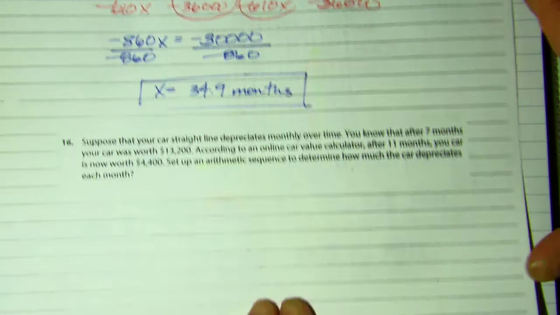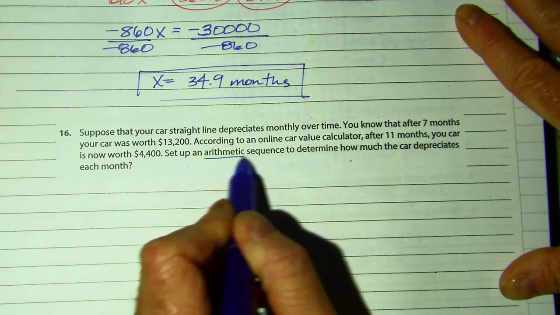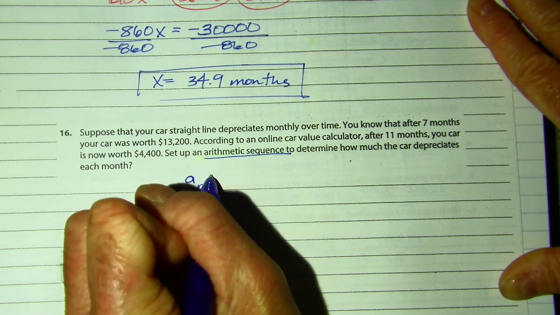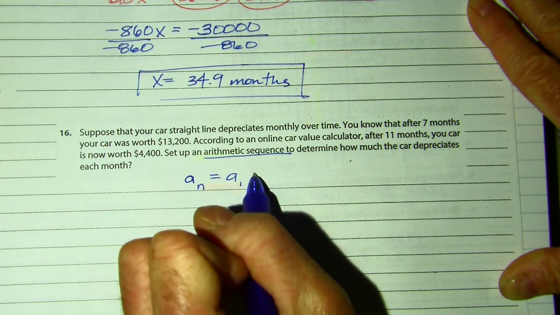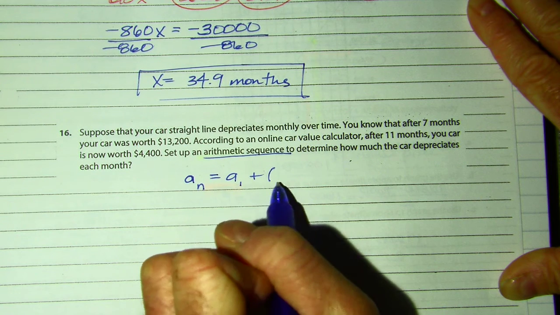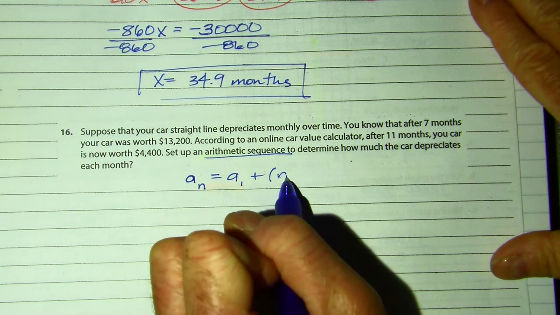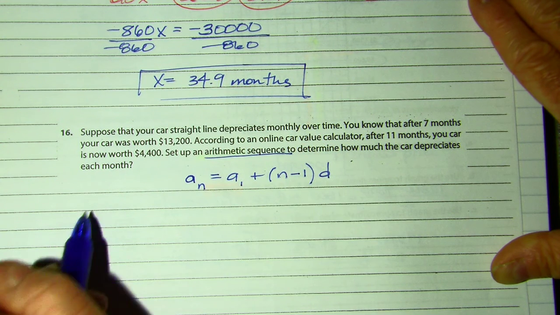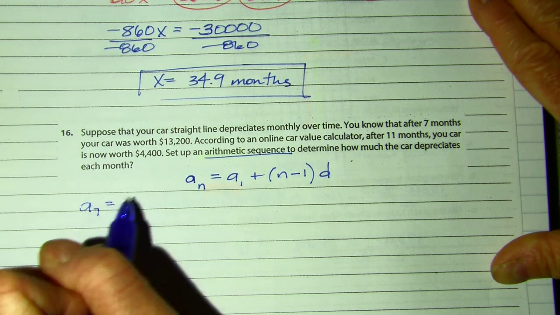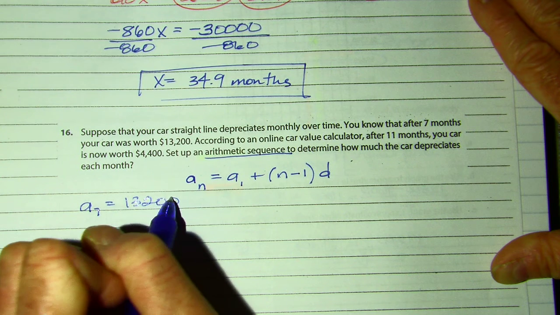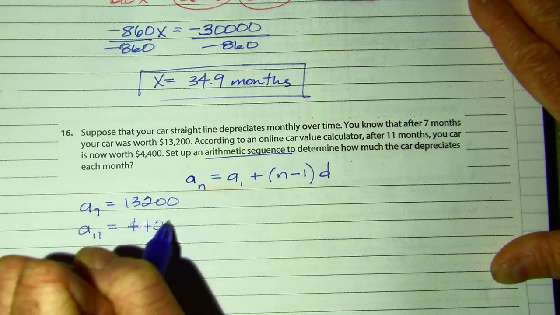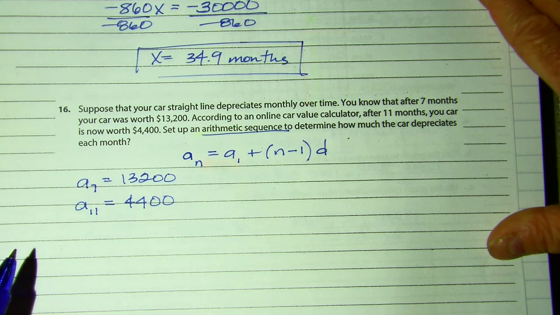Last question. Suppose this is an arithmetic sequence. Remember, arithmetic sequence is a sub n equals a1 plus n minus 1 times our common difference. Now, in this one, they've told us that after 7 months, my car is worth $13,200. And after 11 months, my car is only worth $4,400. So they're asking for how much is my car depreciating per month.